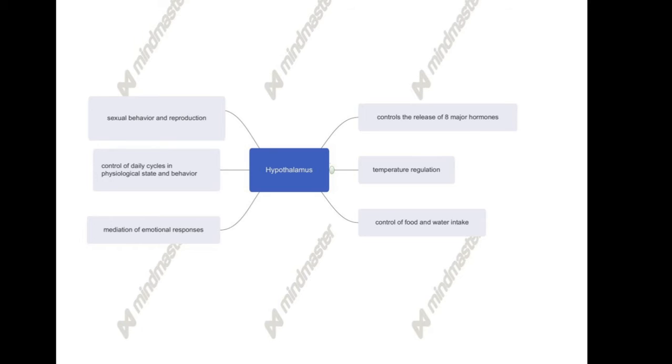So the first important thing is it controls the release of 8 major hormones. So hypothalamus controls the release of 8 major hormones. It helps in the regulation of temperature. It regulates the intake of food and water. It helps to regulate sexual behavior and reproduction. It controls our diurnal cycle or daily cycle, physiological state and behavior. And it helps to mediate the emotional responses. So these are the basic functions of the hypothalamus.